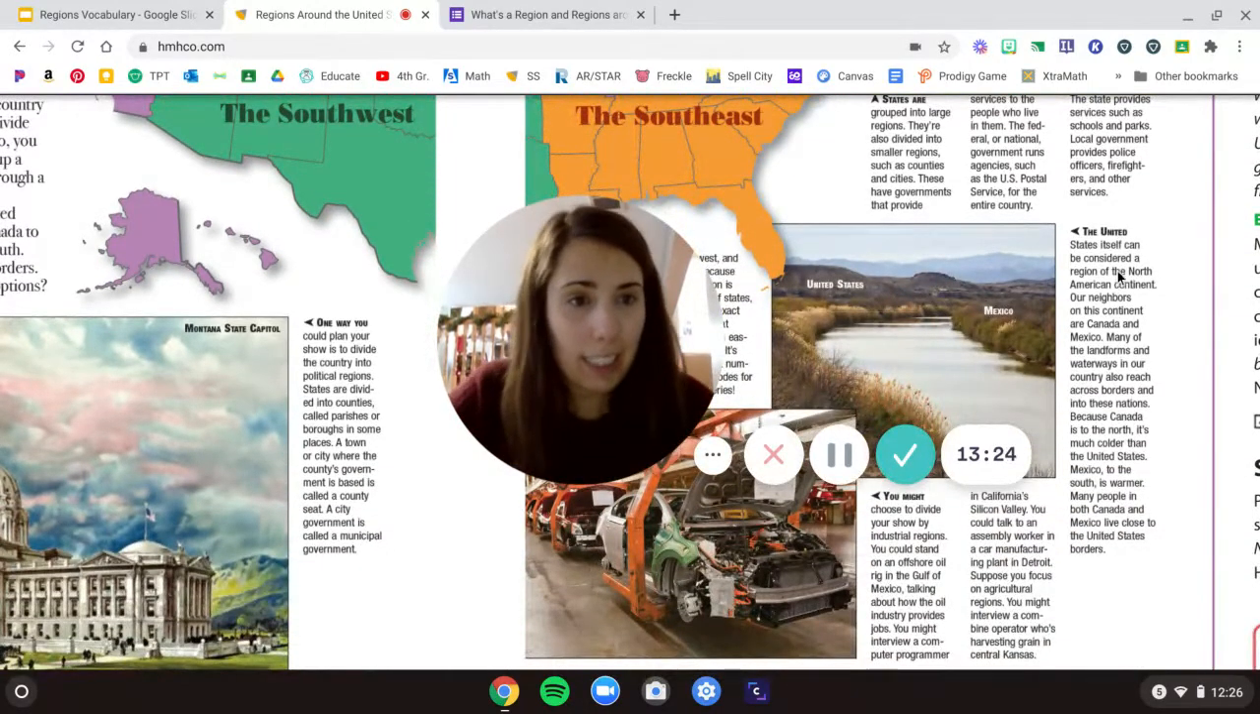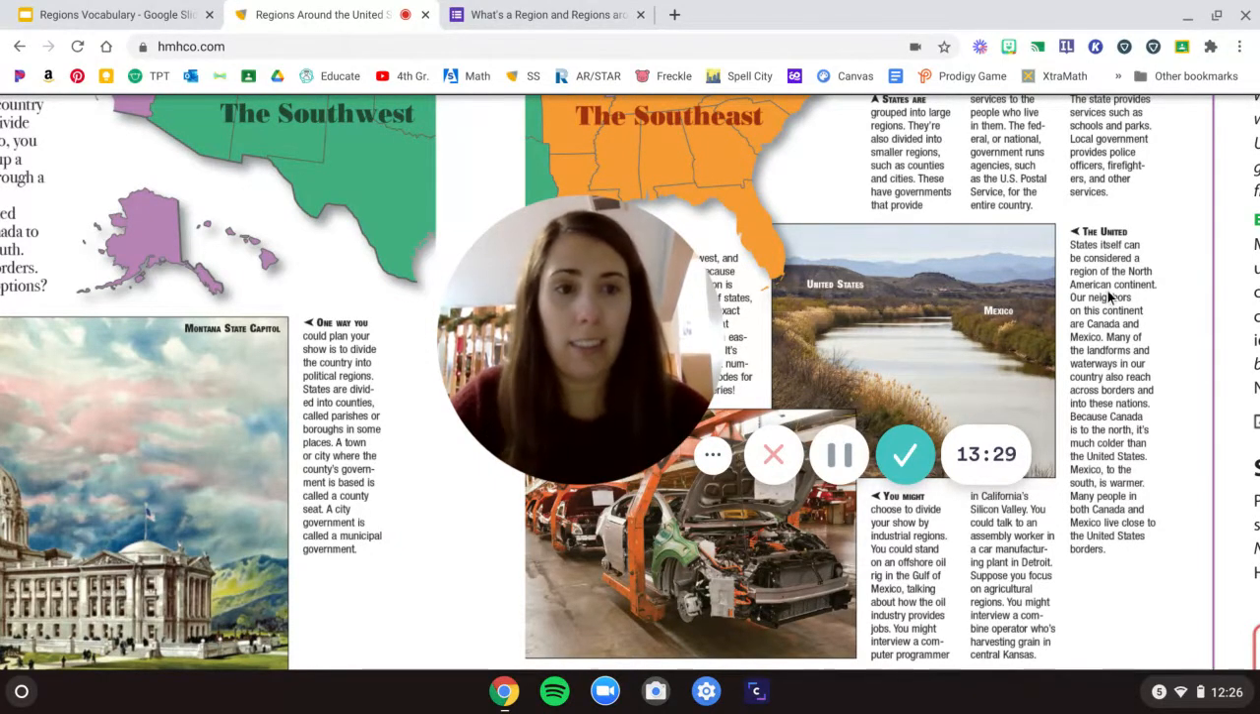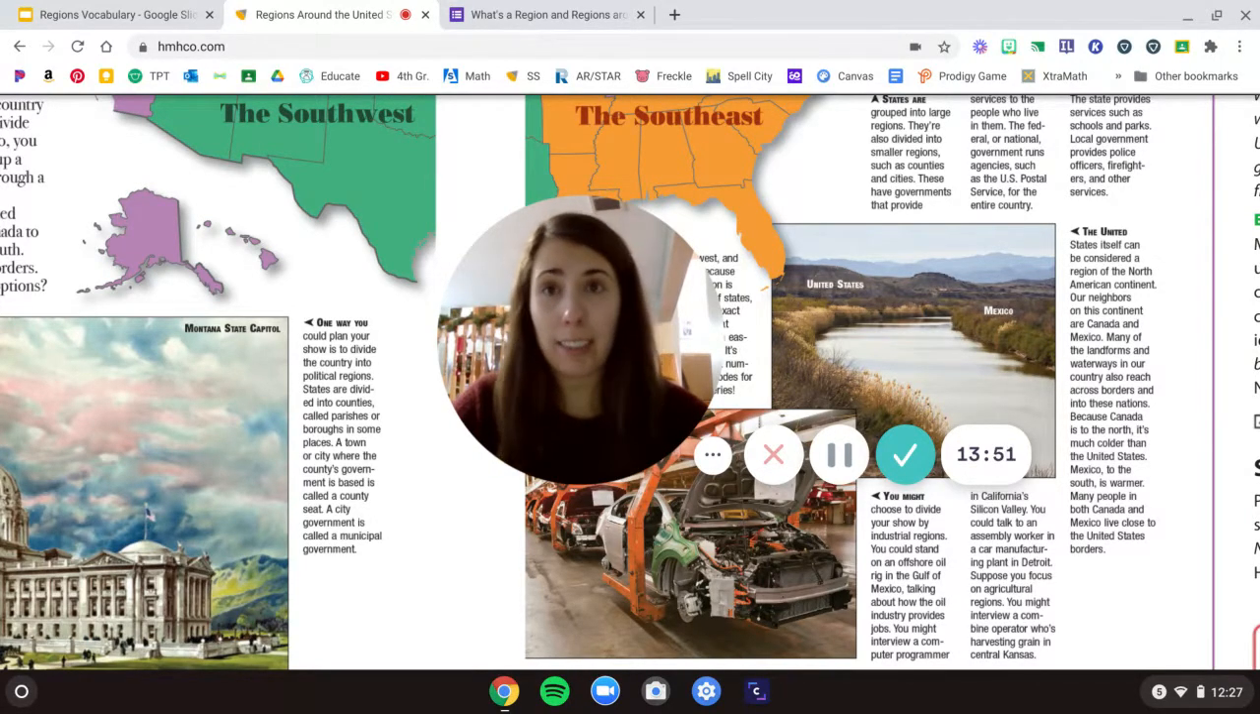The United States itself can be considered a region of the North American continent. Our neighbors on this continent are Canada and Mexico. Many of the landforms and waterways in our country also reach across borders and into these nations. Because Canada is to the north, it's much colder than the United States. Mexico, to the south, is warmer. Many people in both Canada and Mexico live close to the United States borders.